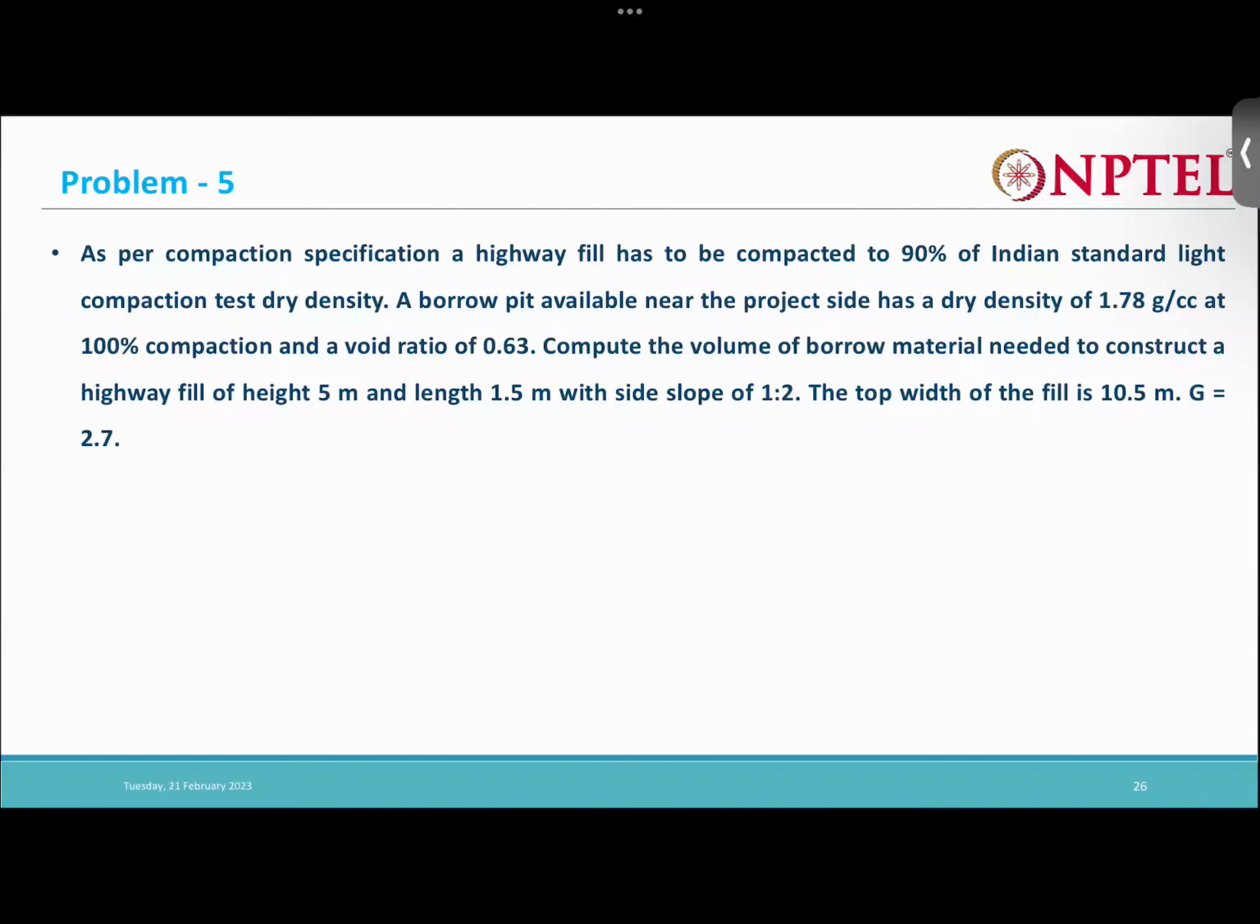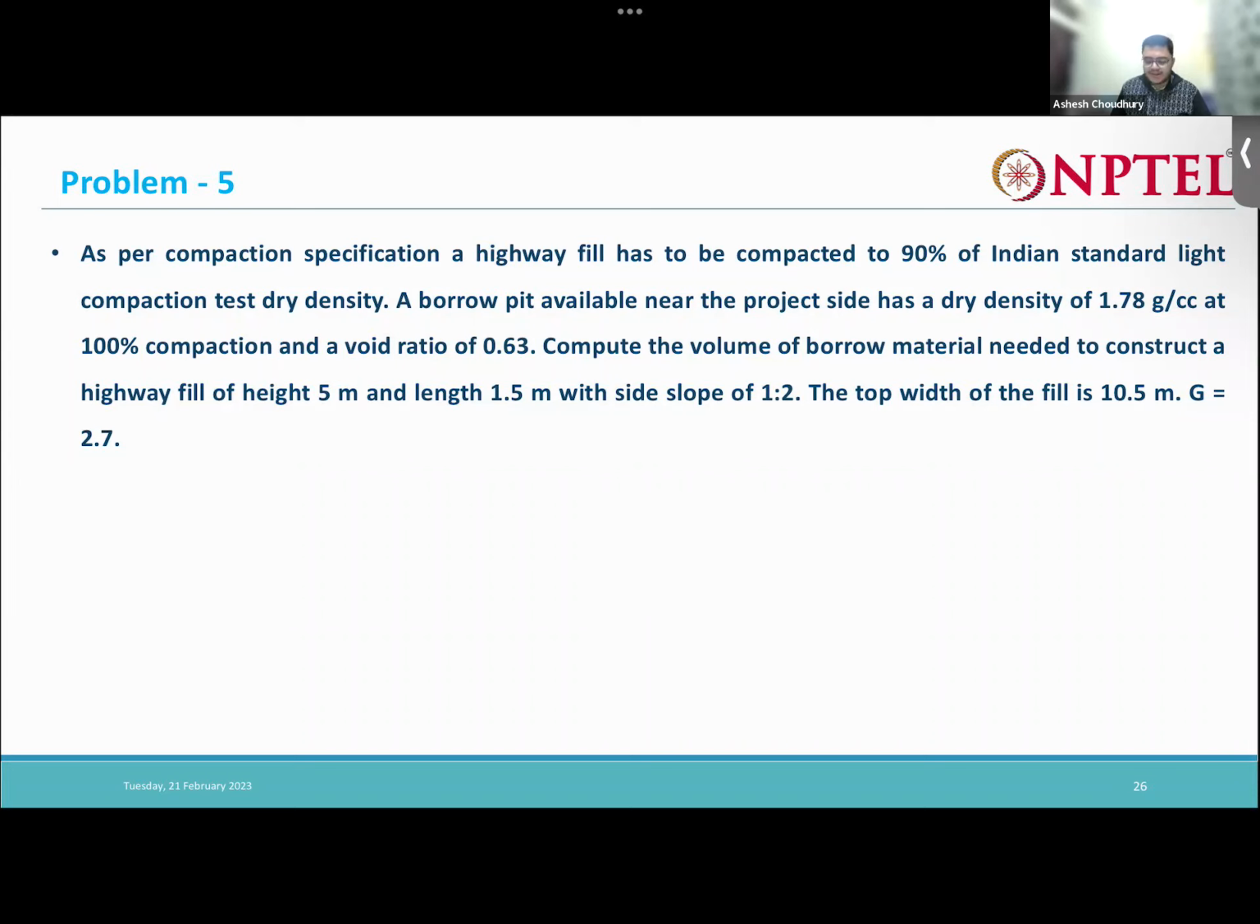Let us look into the next problem. As per compaction specification in a highway specification, a highway fill has to be compacted to 90% of Indian Standard light compaction test dry density. So 90% of the Indian Standard light compaction dry density we need to compact a highway. A borrow pit available near the project site has a dry density of 1.78 gram per cc at 100% compaction and a void ratio of 0.63.